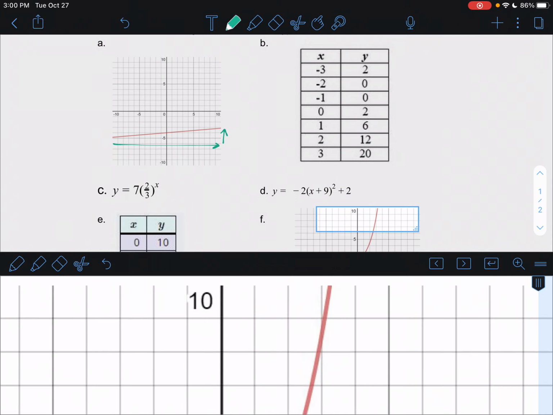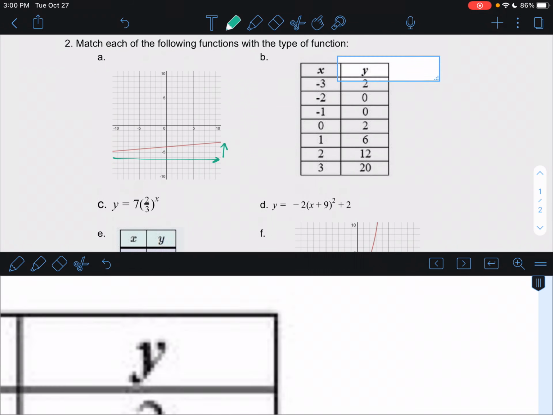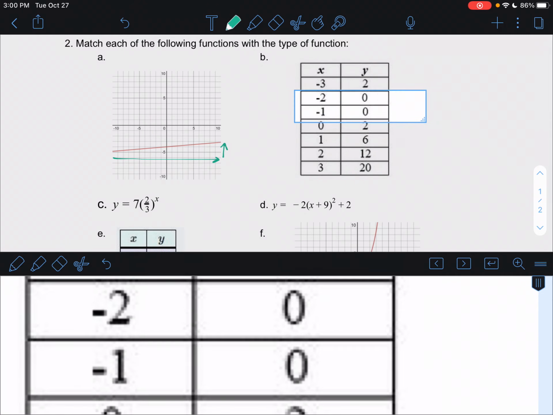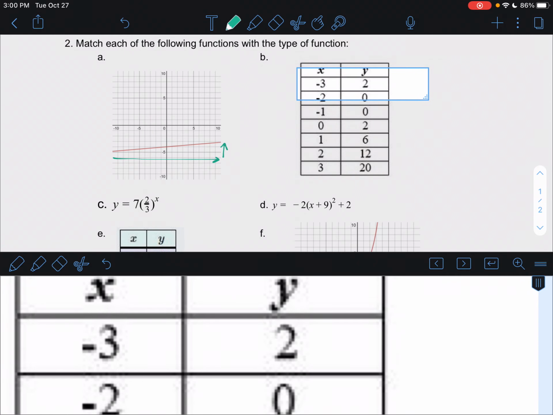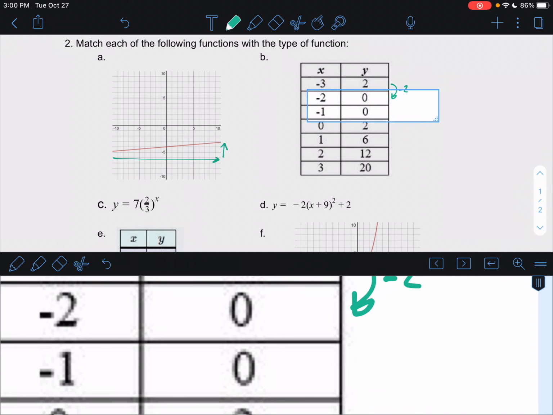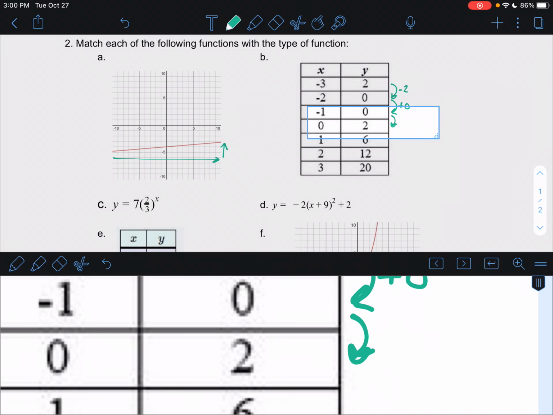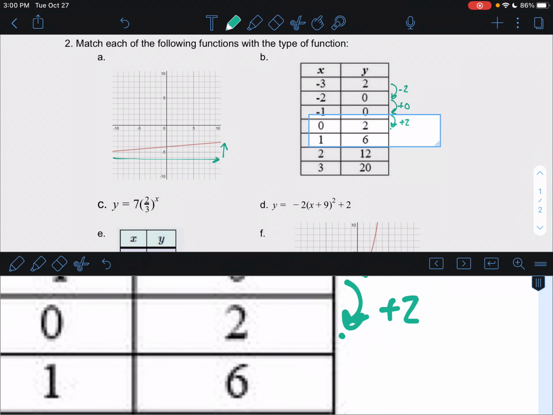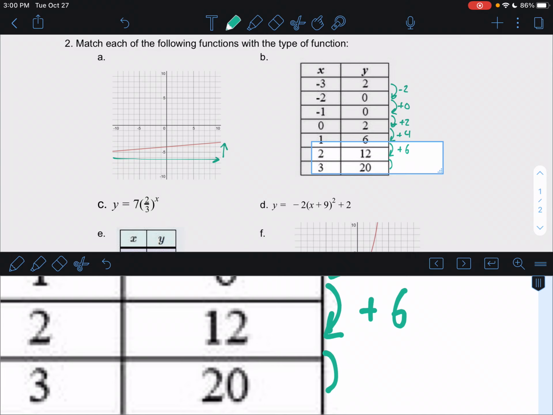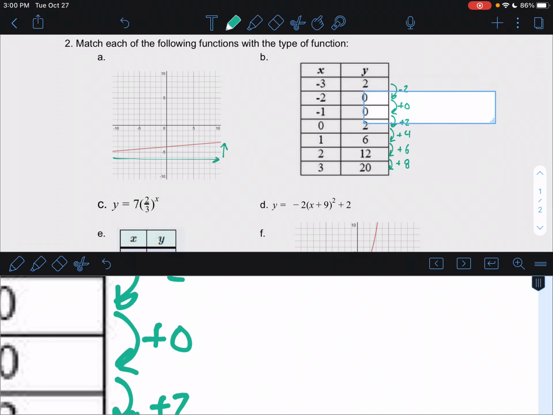Let's see. B, let's see, my x values are going up 1 each time, and my y values are going, let's see, down 2, plus 0, plus 2, plus 4, plus 6, plus 8. So I know it's not linear because it's not a constant rate of change.